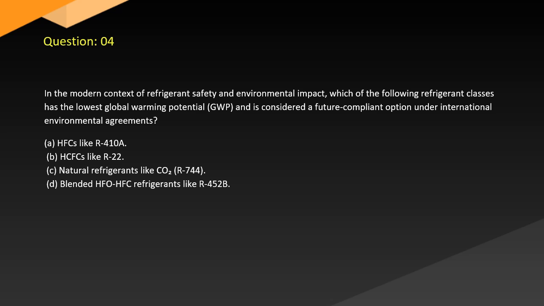Question 4. In the modern context of refrigerant safety and environmental impact, which of the following refrigerant classes has the lowest global warming potential (GWP) and is considered a future compliant option under international environmental agreements? A. HFCs like R-410A. B. HCFCs like R-22. C. Natural refrigerants like CO2 (R-744). D. Blend HFO refrigerants like R-1234.